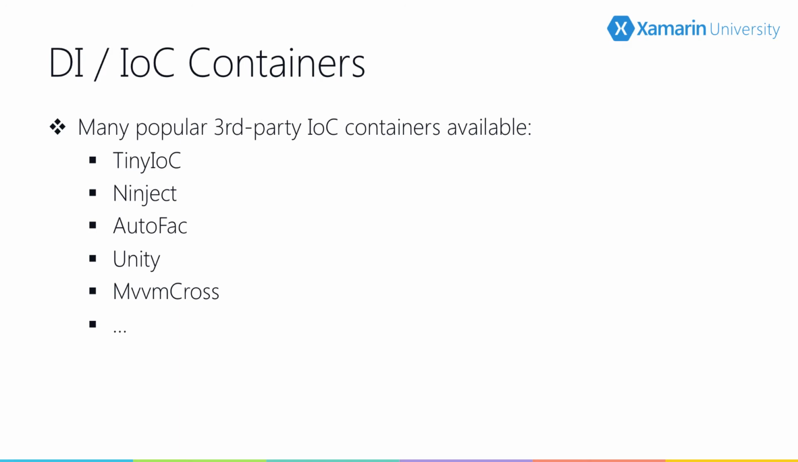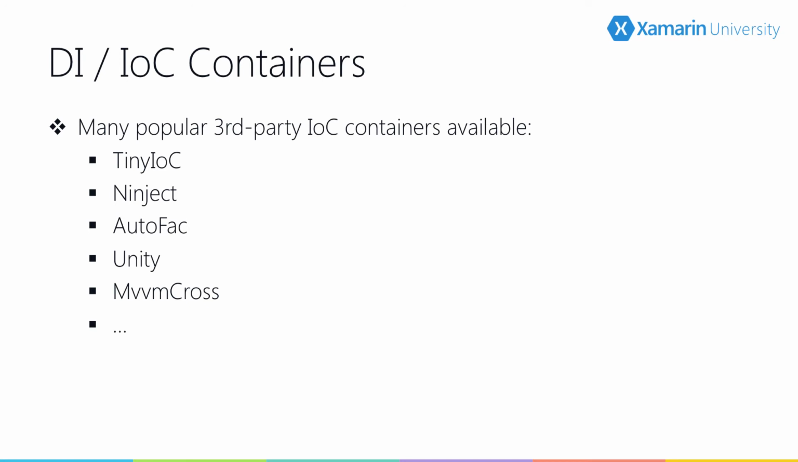The IOC container that we used in the exercise was pretty basic. I don't recommend using that in any productive app. Instead, have a look at all the IOC containers that are out there. There are many third-party containers. You see a list of them: Tiny IOC, Ninject. There's a simple IOC. Pretty much every MVVM framework has got one in there. You see MVVM Cross here as an example. All of these work with Xamarin. They are all slightly different with regards to configuring them, but they all work pretty well.